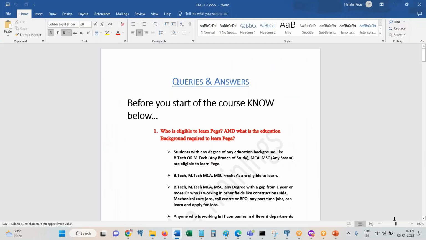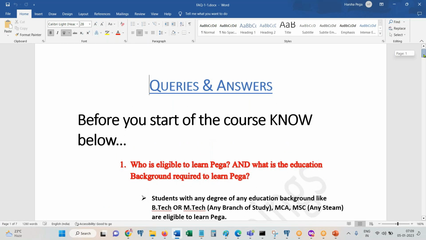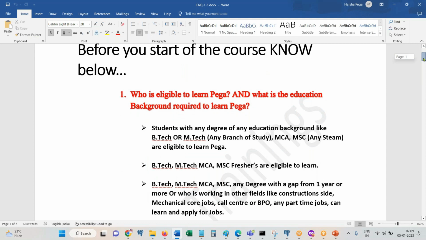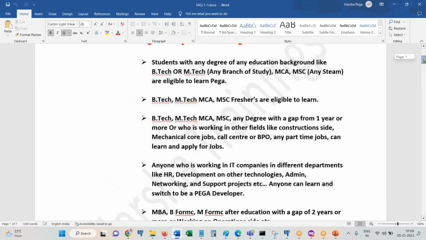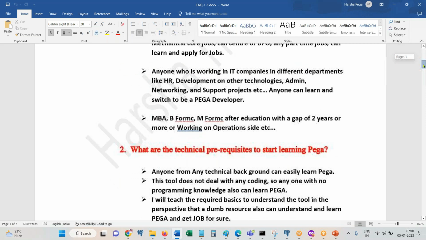I have already shared this, but as per the process I have to go through it. There are a few questions, like who is eligible to learn PEGA? You might wonder whether you are eligible. And what are the technical prerequisites to learn PEGA? You might think, I do not know any other technology, will I be able to learn PEGA or not? Questions like these are there.